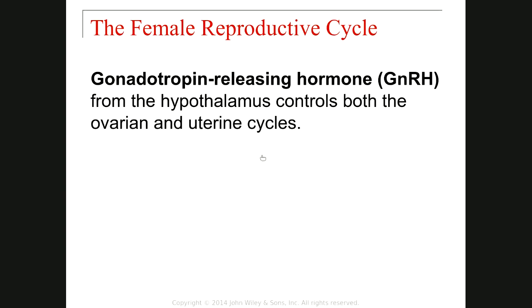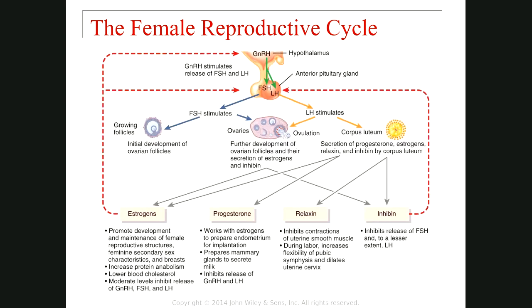The gonadotropin-releasing hormone or GnRH secreted by the hypothalamus can control the ovarian and the uterine cycle. In this picture, you can see the GnRH, which is secreted from the hypothalamus. It comes down from the infundibulum, enters the anterior pituitary gland, sits on the gonadotrope cells, and pushes these cells to make FSH and LH.